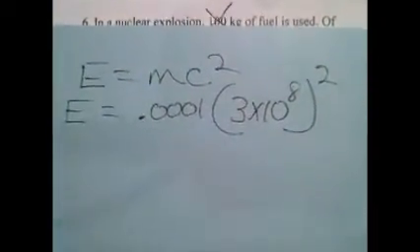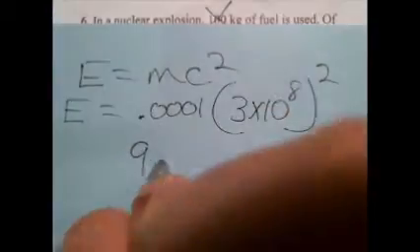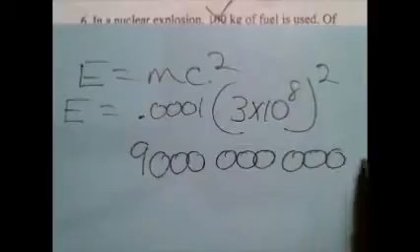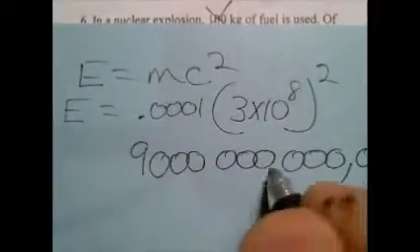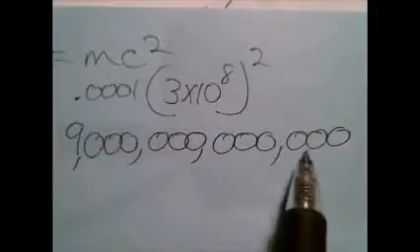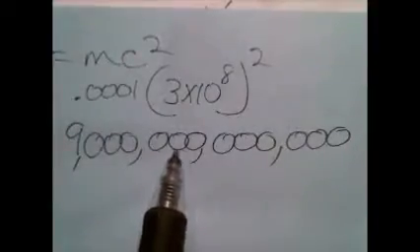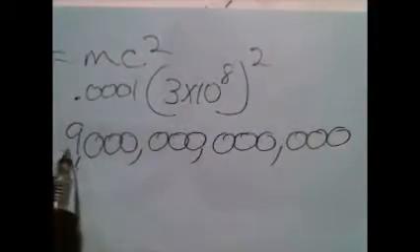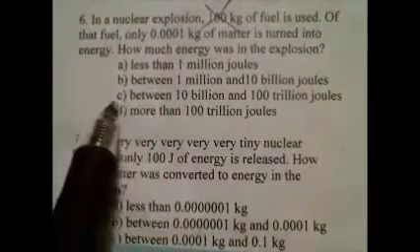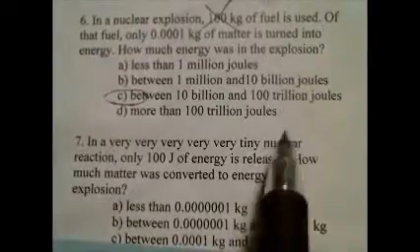So 9 times 10 to the 12th is a 9 with 12 zeros after it. So here's hundreds, thousands, millions, billions, trillions. 9 trillion is the answer, and 9 trillion will be between 10 billion and 100 trillion joules.